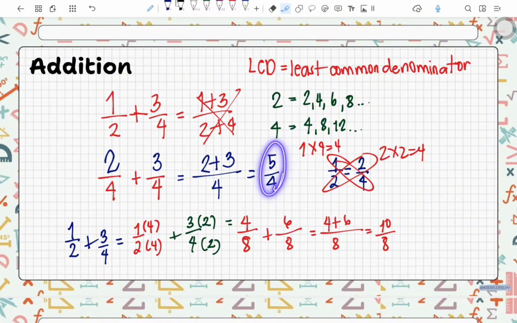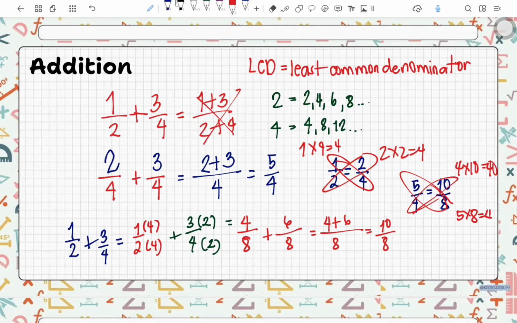They have different numbers, but are they the same? Let's check. That is 5 over 4 equals 10 over 8. Let's cross multiply. 4 times 10 equals 40. 5 times 8 is also equal to 40. So this rule of addition in fractions also applies in subtraction of fractions.